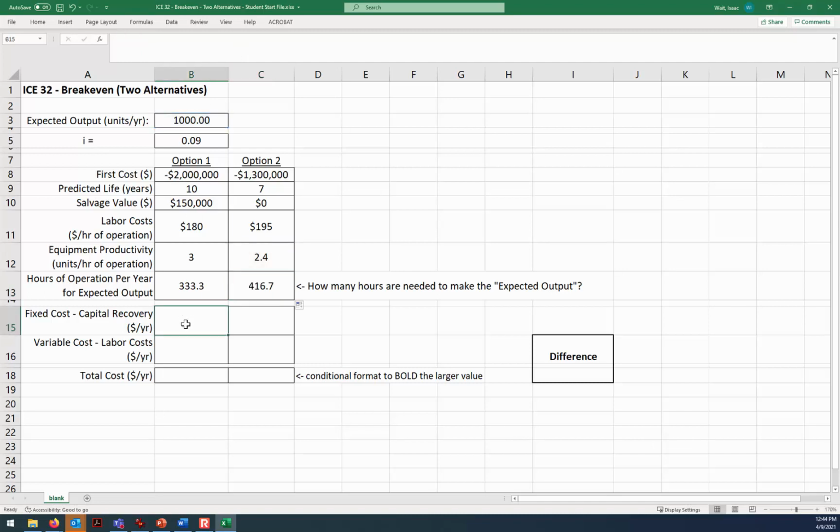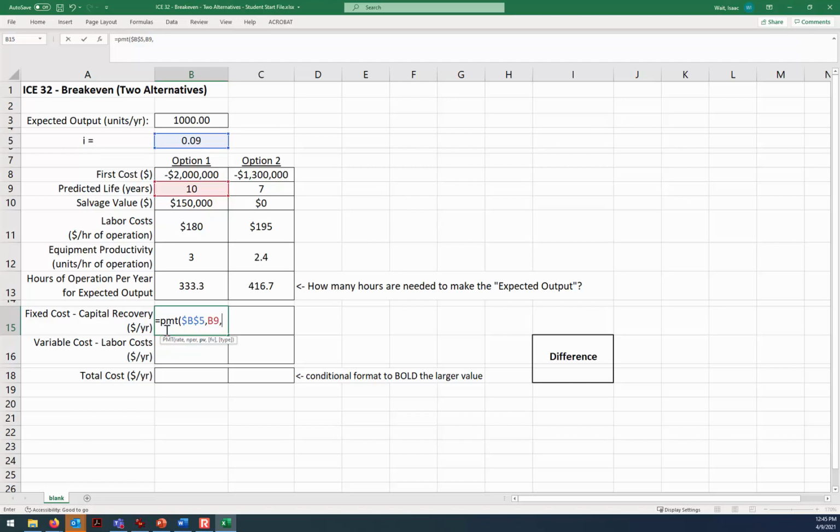Okay, the capital recovery we can calculate with the payment function. So PMT, our interest rate is 9%. The number of periods is 10 years for this computer-controlled equipment. PV, it's asking, the present value is the initial first cost of the equipment. Now, think about how Excel changes the sign of things.